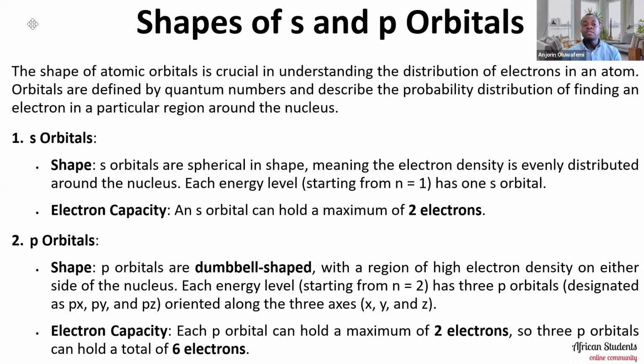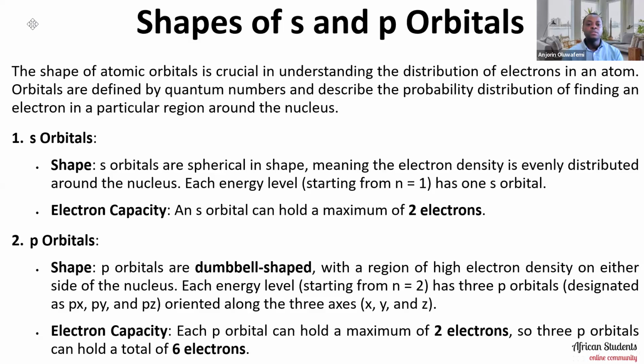So we can have the s orbitals. The s orbitals are spherical in shape, meaning the electron density is evenly distributed around the nucleus. Each energy level starting from n equals 1 has one s orbital. Now, what is the capacity? The s orbital holds a maximum of 2 electrons. It can't take more than 2 electrons. I've talked about this before, so I'm just reiterating it for emphasis.